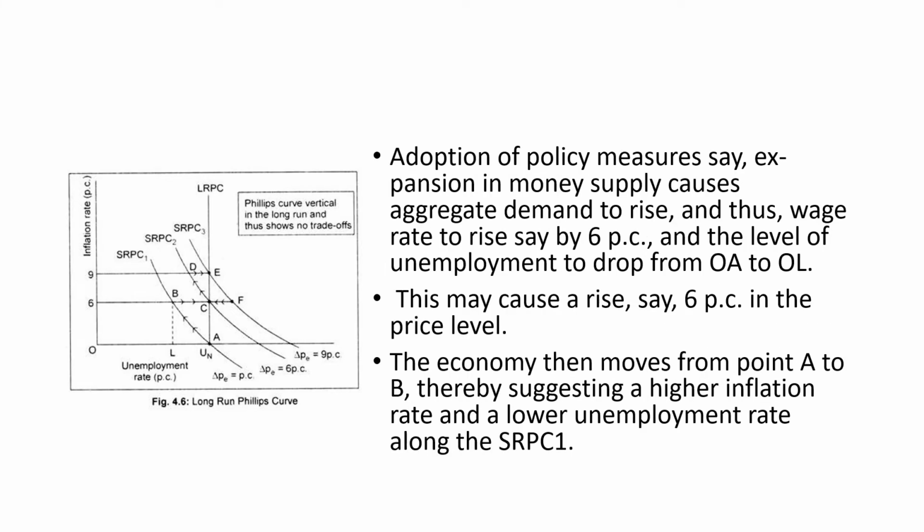With the adoption of policy measures, for example, expansion of the money supply, aggregate demand can increase. So the wage rate rises in such a manner that there is a fall in the unemployment rate from OA to OL. This may cause a rise in the price level. The economy then moves from point A to point B, thereby suggesting a higher inflation rate and thus a lower rate of unemployment, and this is along SRPC1.